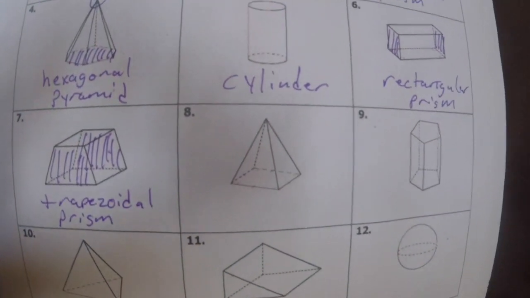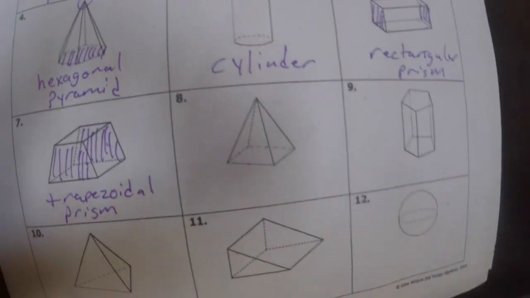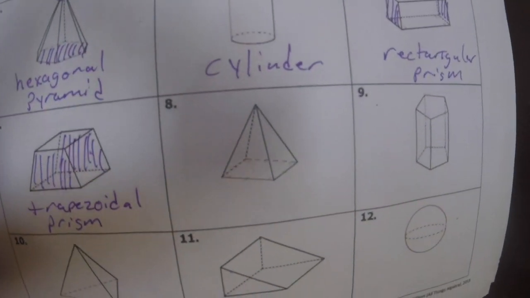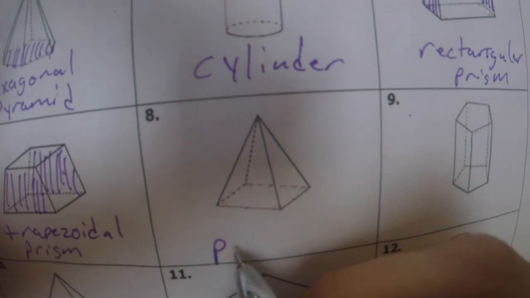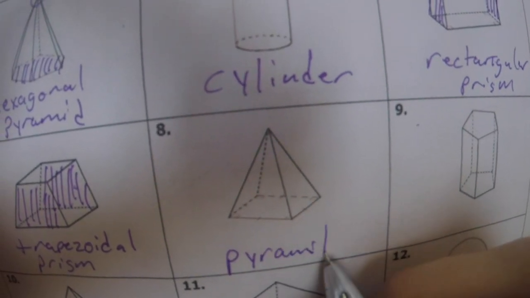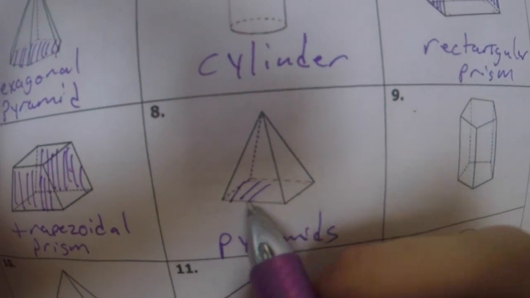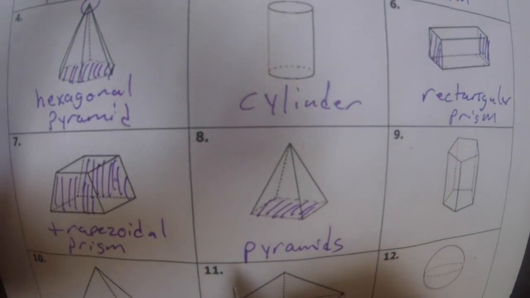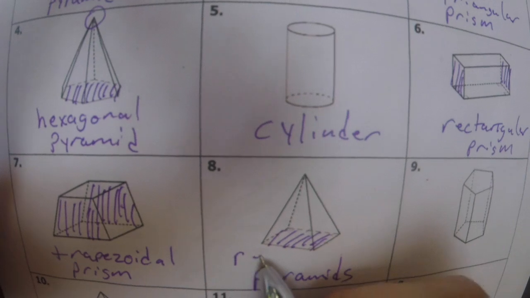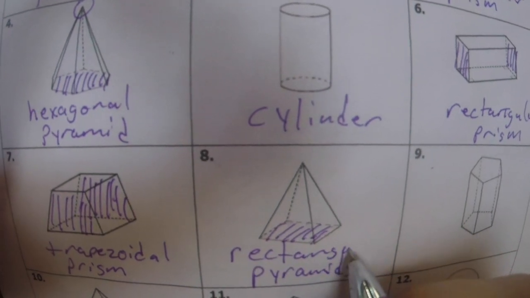This one, you've seen these any time in social studies where you talk about Egypt. Okay, these are the good old famous pyramids. And what type of pyramid is it? Well, that depends on what shape the base is. Looks like it's a rectangle. So this is a rectangular pyramid.